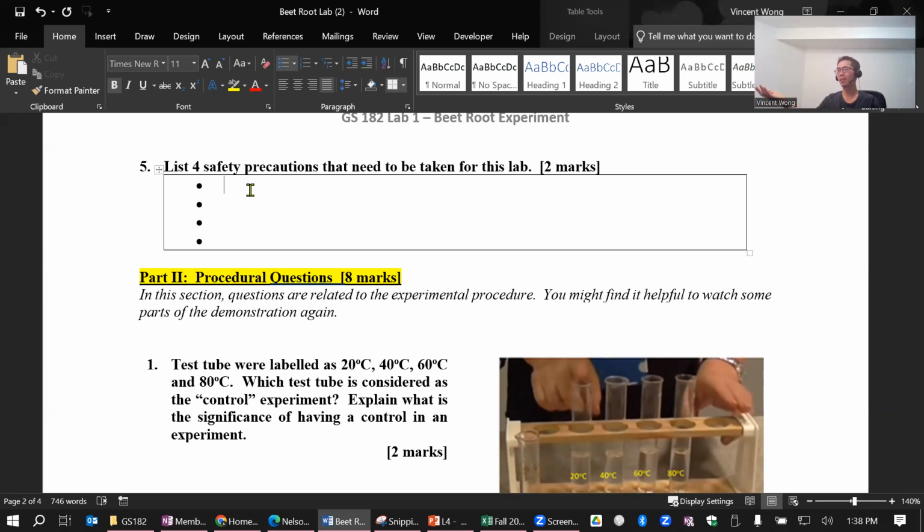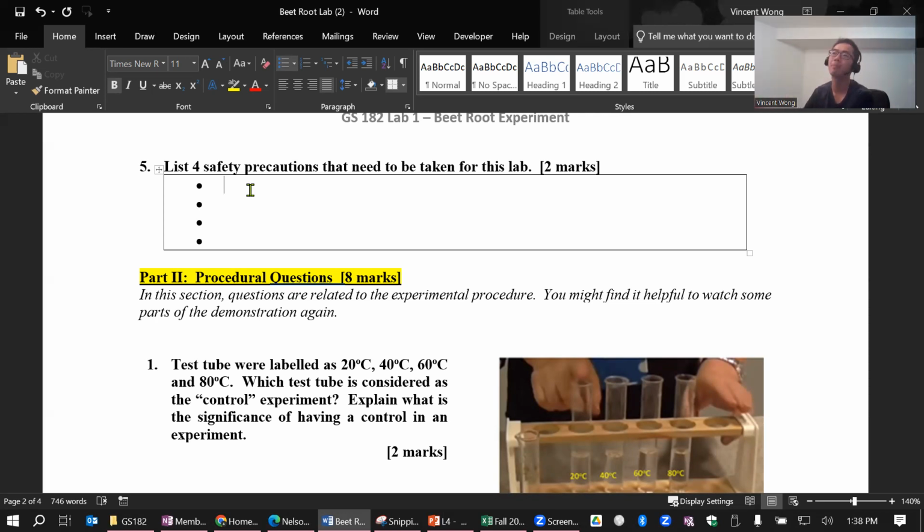Does anybody have any safety precautions that they want to share with the class? Remember, whatever you say here, other people might use it. Okay, go ahead. The first one I said, dispose of the beetroot solution in a safe manner. Dispose of the what solution? I'm sorry. The beetroot solution. Okay, yeah.